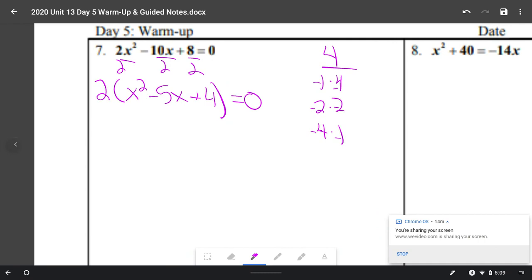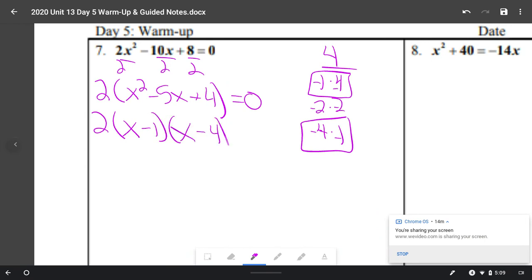So do any of these add to give me negative 5 is the question? And the answer is yes, there's 2 of them, this one and this one. So now if I do this correctly, I have x minus 1 and x minus 4. Or you can write it the opposite direction, x minus 4 and x minus 1. It doesn't matter the order. So now you have 3 things. You have this 2 on the outside that is a factor, this x minus 1 is a factor, and the x minus 4.